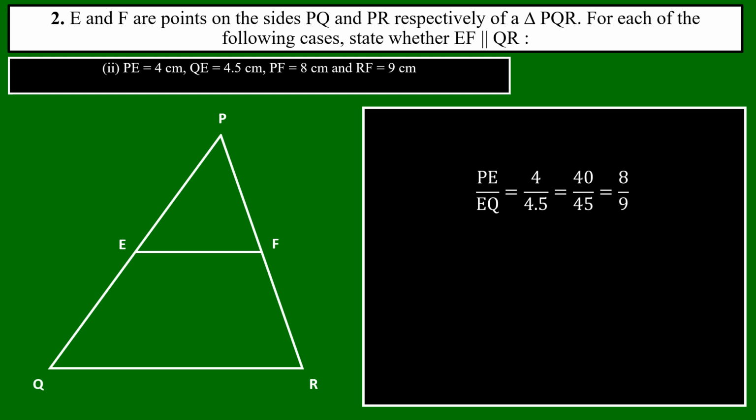Second case, again we'll check the ratio PE upon EQ, PF upon FR. It comes out to 8 upon 9 in both the cases, means the ratio is the same. So EF is dividing these two sides of the triangle in the same ratio. It means that by the converse of BPT, it will be parallel to the third side QR. EF is parallel to QR.